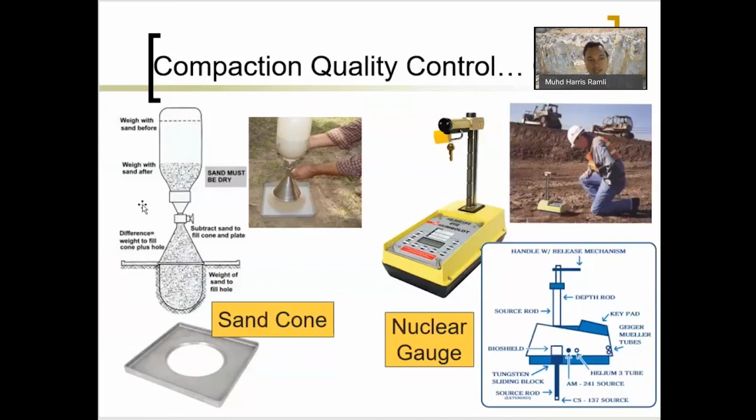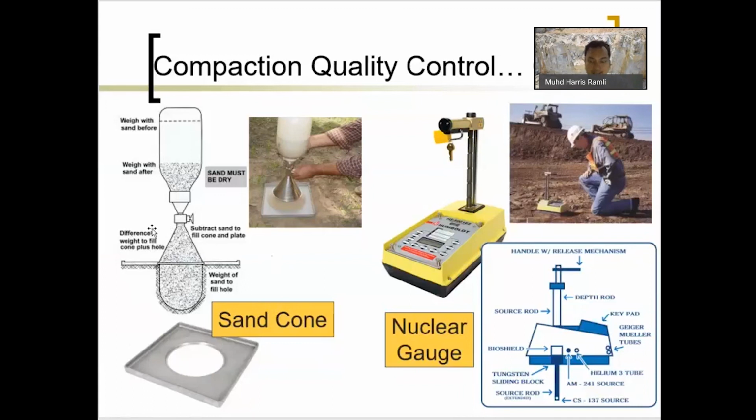If you're using the balloon test, it is also the same. The only difference is that instead of using a cone, you put a balloon inside the hole. Once you inflate the balloon, from the amount of gas used to inflate it, you can know the density of the soil inside the hole. The most common test is the sand cone.